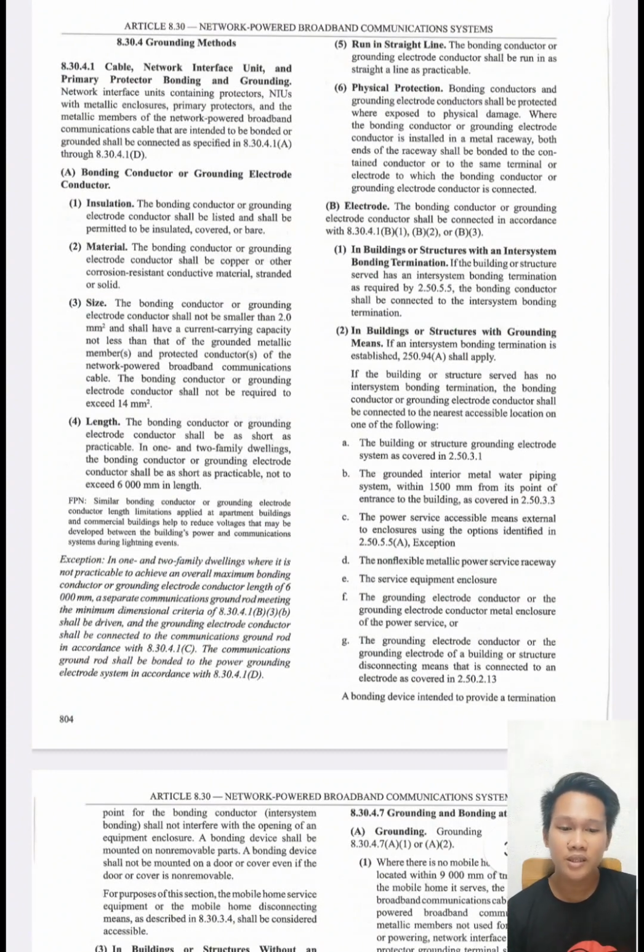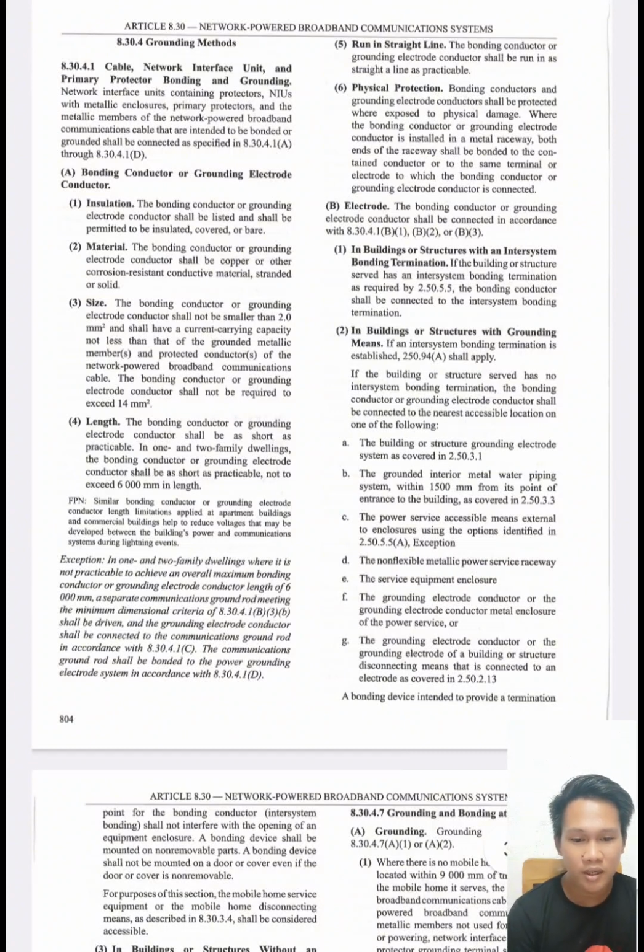Second, we have in buildings or structures with grounding means. If an intersystem bonding termination is established, 250.24a shall apply. If the building or structure served has no intersystem bonding termination, the bonding conductor or grounding electrode conductor shall be connected to the nearest accessible location on one of the following. First, we have the building or structure grounding electrode system as covered in 2.50.3.1.